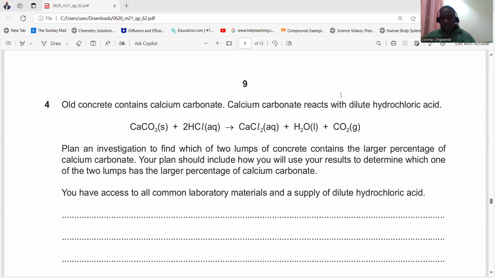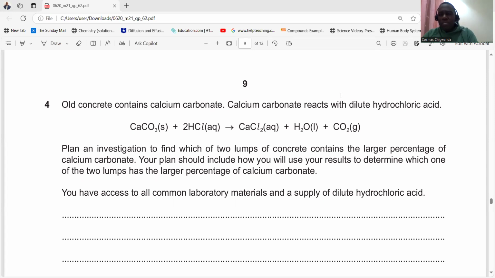Good day, students. Today we want to look at this question which came in February, March 2021. In other words, this is 0620 component 62, alternative to practical. This is February, March 2021. You have a question which was saying all the concrete contains calcium carbonate.